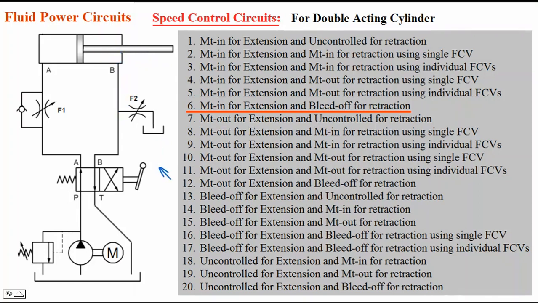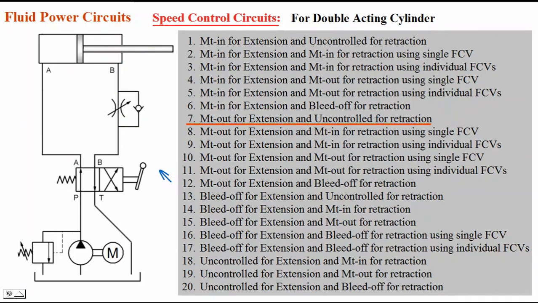Got it? Now we shall take the next type of circuit, meter out for extension and uncontrolled during retraction. Oil which is flowing into the cylinder flows through the direction control valve P to A and it enters here, and as the piston is moving from left to right, oil is flowing out through this B. That oil cannot flow through this check valve, it has to flow through the flow control valve only.